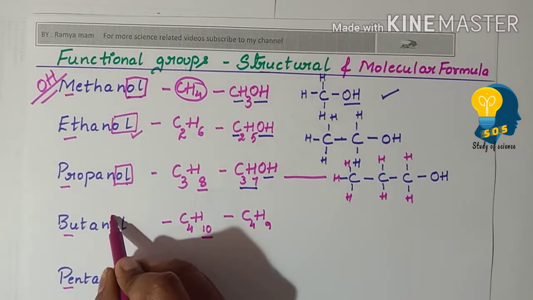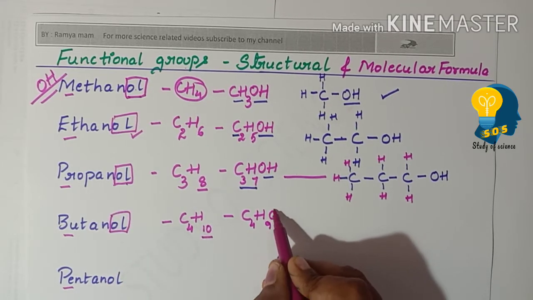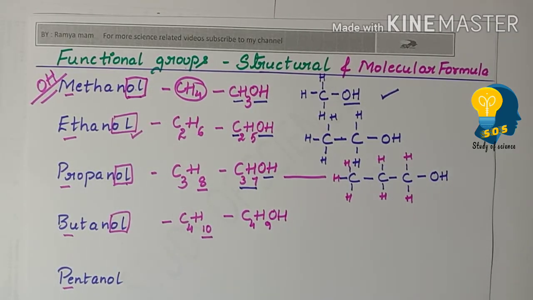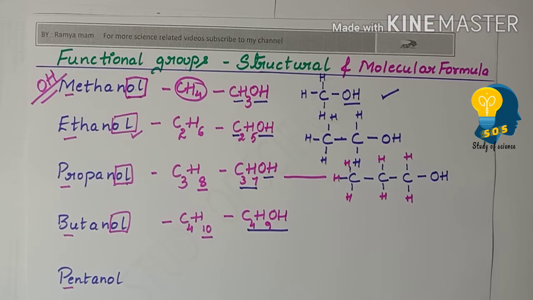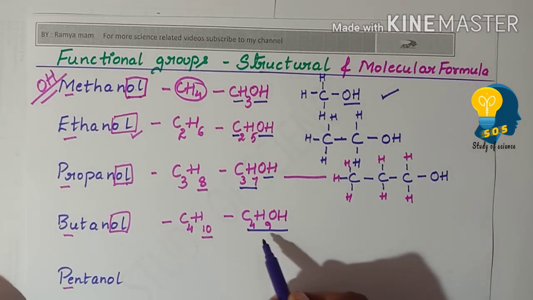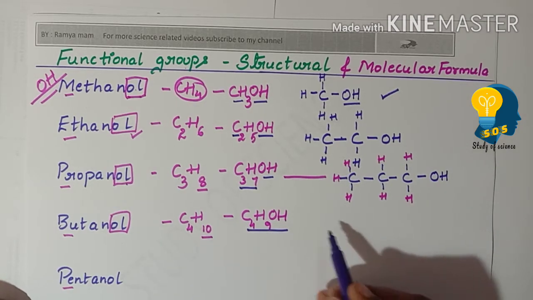For this, we are going to add our functional group. OL means it is again OH. So now the molecular formula for butanol is C4H9OH. C4H9OH is the molecular formula for butanol. So coming to the structural formula, by looking at the molecular formula, it is very easy.